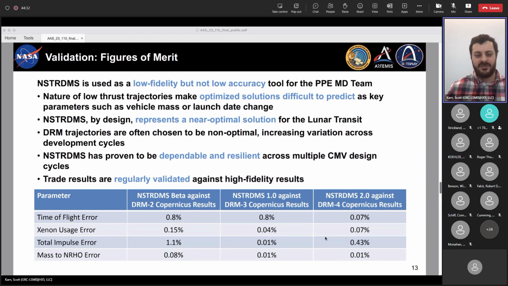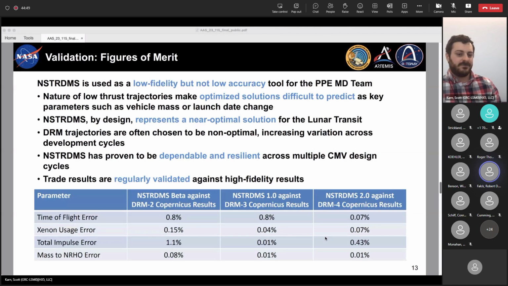But every DRM, we try to revalidate the tool. DRM 5 is going to be coming out relatively soon, and so I'll go in and do a whole other validation. So yes, it's automated, but I have to actually take the step to go and hit go. I don't know if that answered your question, Rob.